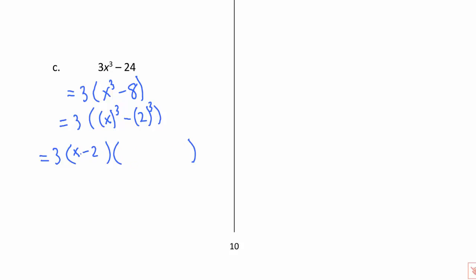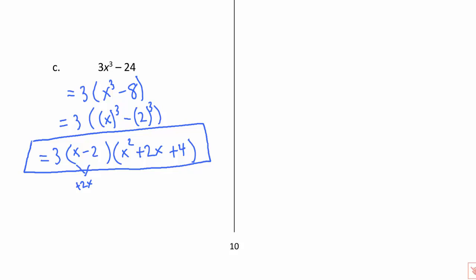And the trinomial is where we square this right here, kind of. So x squared is x squared. 2 squared is 4, and it's always positive. Multiply these two together, that gives me negative 2x, and change the sign. So it's going to give me plus 2x. Oh, look, 3, x minus 2, x squared plus 2x plus 4. That is the factorization of 3x cubed minus 24.